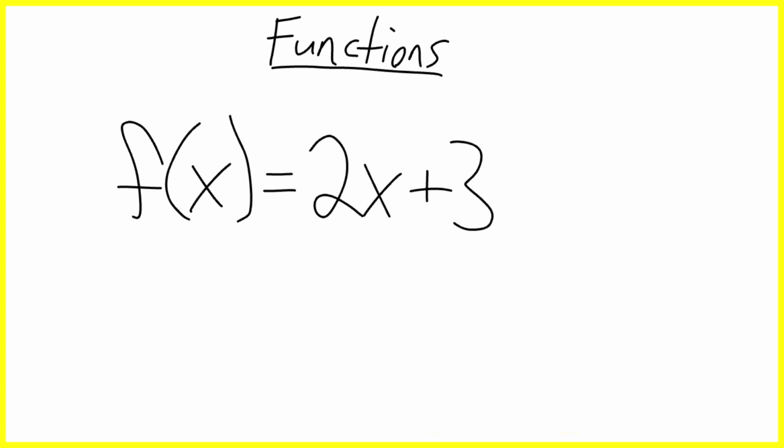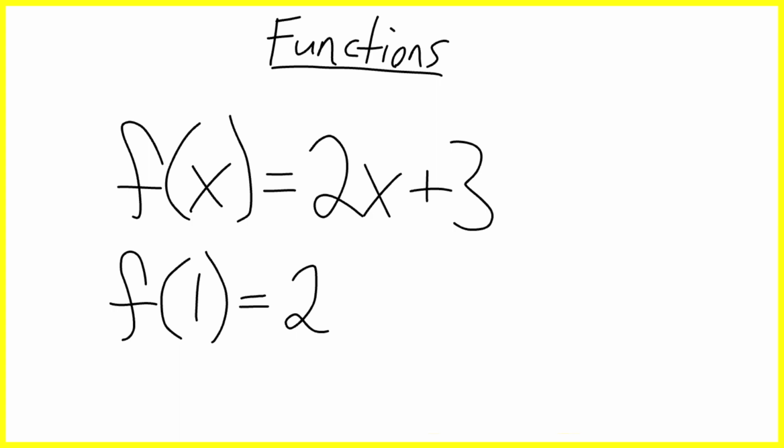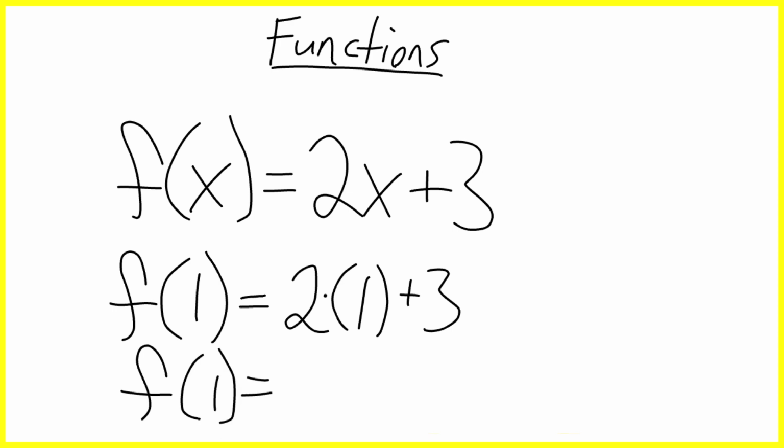Let's see an example of this. Let's say our input value was 1. We would write that as f of 1. What this means is I'm replacing my value x with my value of 1. So I'd write 2 times 1 and add on 3. Going through our algebra, f of 1 is 2 times 1, which is 2. You add 3 to that and you get 5.